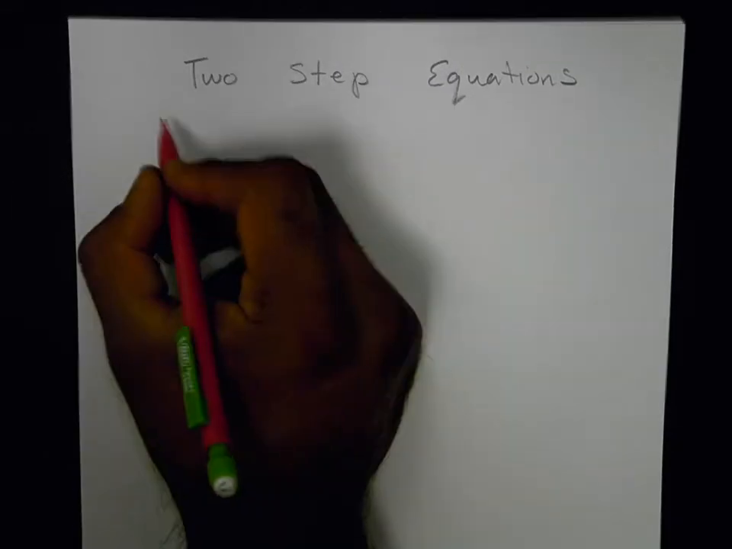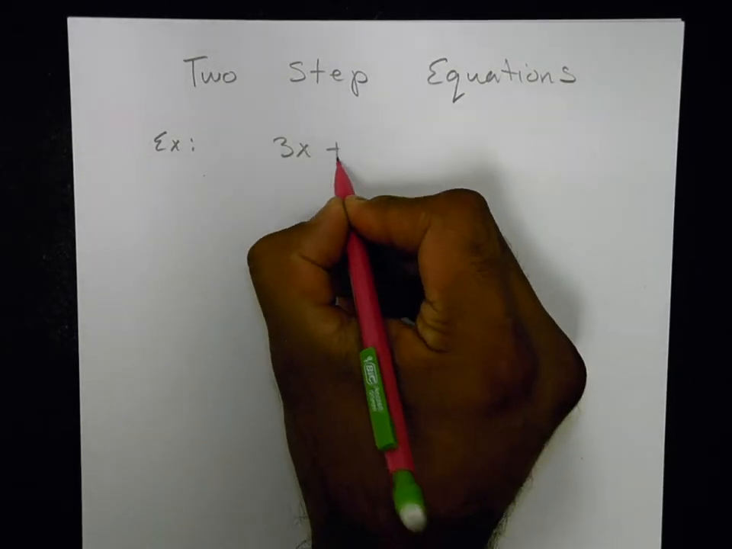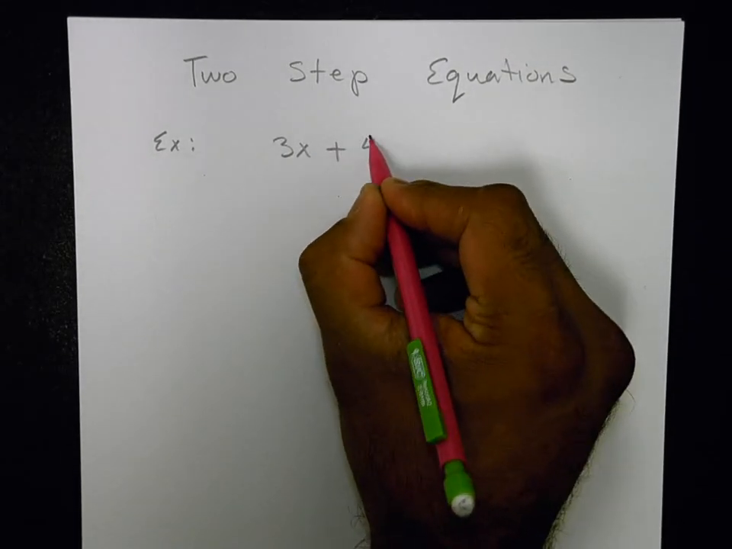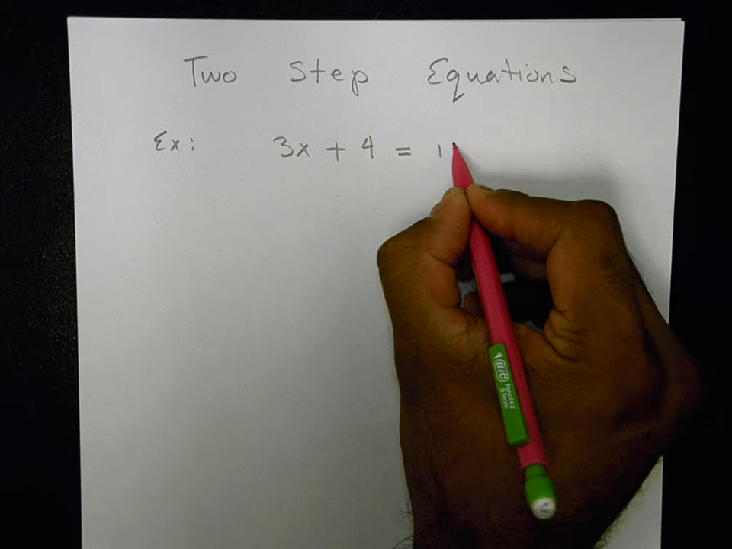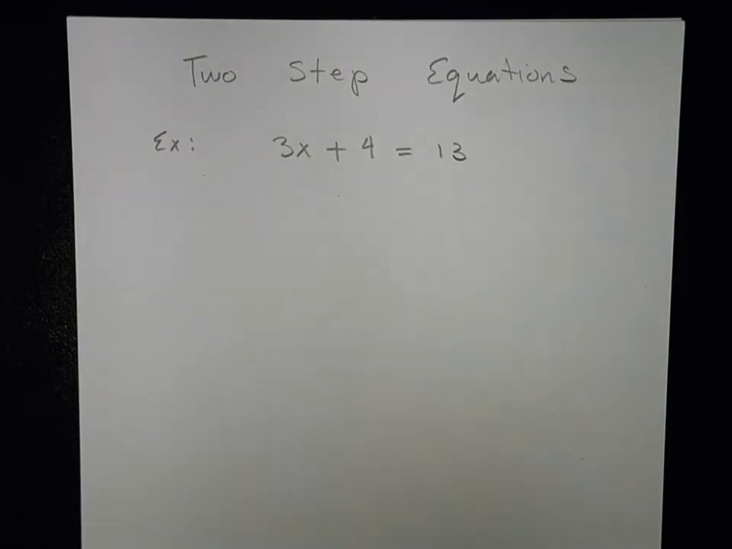Two-step equations. Look at an example here. So this is a pretty popular looking equation, so let's go through the steps to solve something like this. So you have to use additive inverses or multiplicative inverses, which are basically saying our opposite.